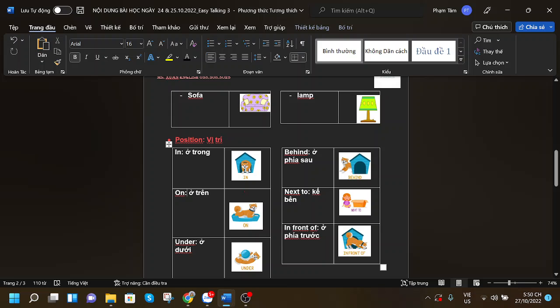in, on, under, behind, next to, in front of.